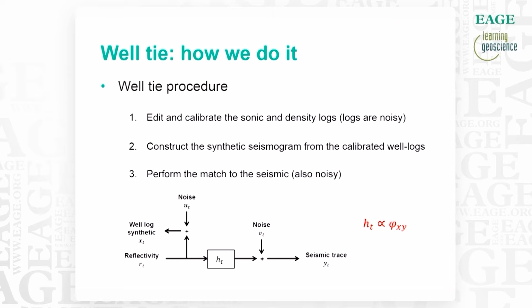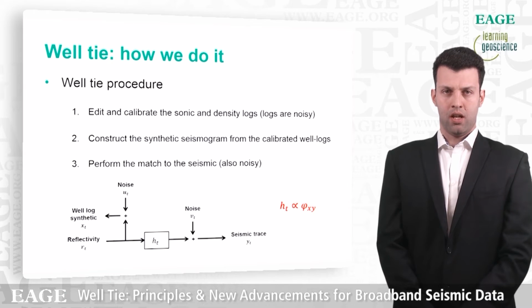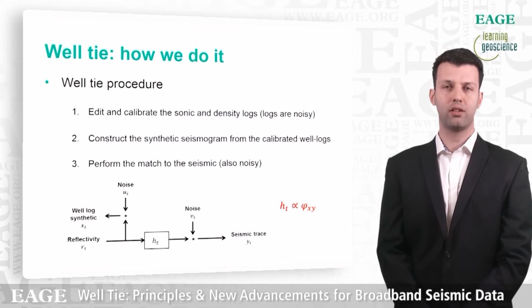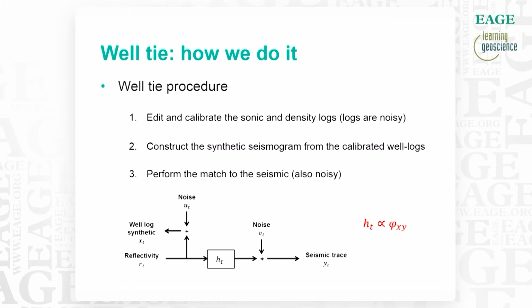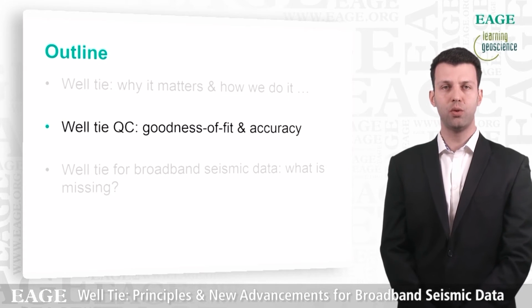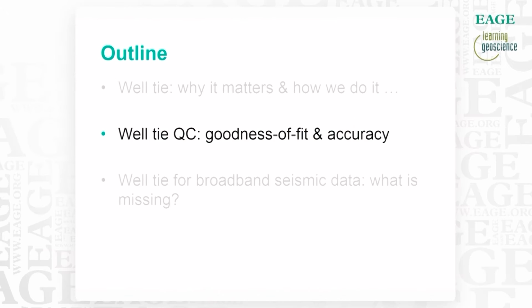You can see that there is noise on the logs and there is also noise on the seismic side. If we do a computation, we have to take into account both input and output noise. The filter, shown as EAGE, is often related to the cross-correlation or autocorrelation in the time domain, or cross and auto spectra in the frequency domain. Such concepts bring forward the way we QC the wavelet, that is, goodness of fit and accuracy.